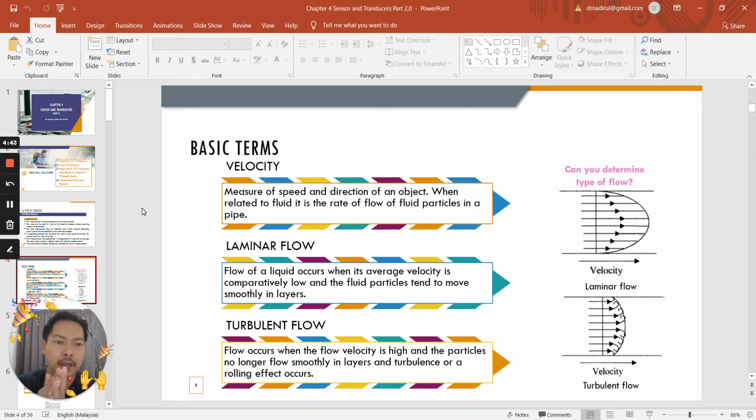On the right hand side of this slide, you can see the condition of every basic term and an illustration of how it really looks in the pipe. For velocity, you can see the measurement of speed and direction. You can see the speed and the direction of the flow going to the right hand side. For laminar flow, you can see the particles are moving very smoothly in layers, whereas for turbulent flow, you can see the direction of the particles is multidirectional, in which they are moving to many sides because of turbulence in the flow.